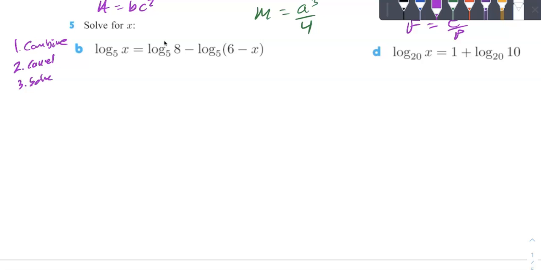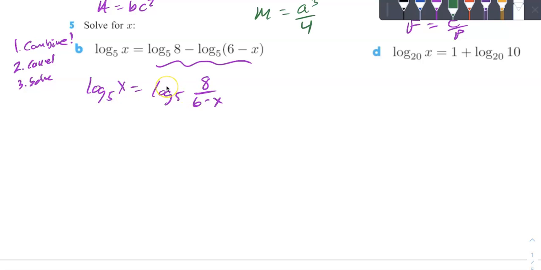So I got to combine this first. Minus means divide, so I get log 5x equals log 8 over 6 minus x. Right? I mean, subtraction means divide, so this goes on the bottom, this goes on top. So we combined it. It's super important. And now, basically taking the 5 to both sides, but these cancel out, and you get x equals 8 over 6 minus x. So now all you have to do is solve. Now it's just a math problem.